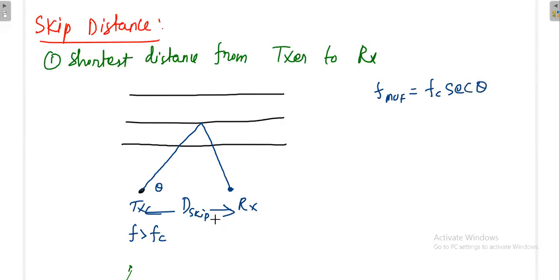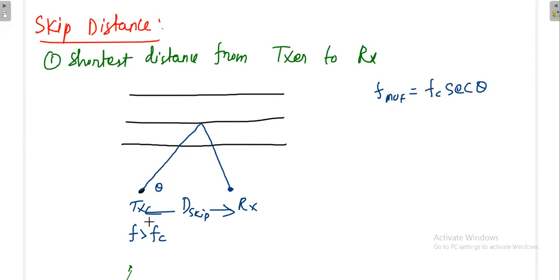If my theta is fixed, I want to communicate from here to here. My theta is fixed, because if I vary my theta, then I do not know where the signal will go; it will go somewhere else. Now I have fixed my transmitter and receiver, and the maximum usable frequency is fc secant theta.